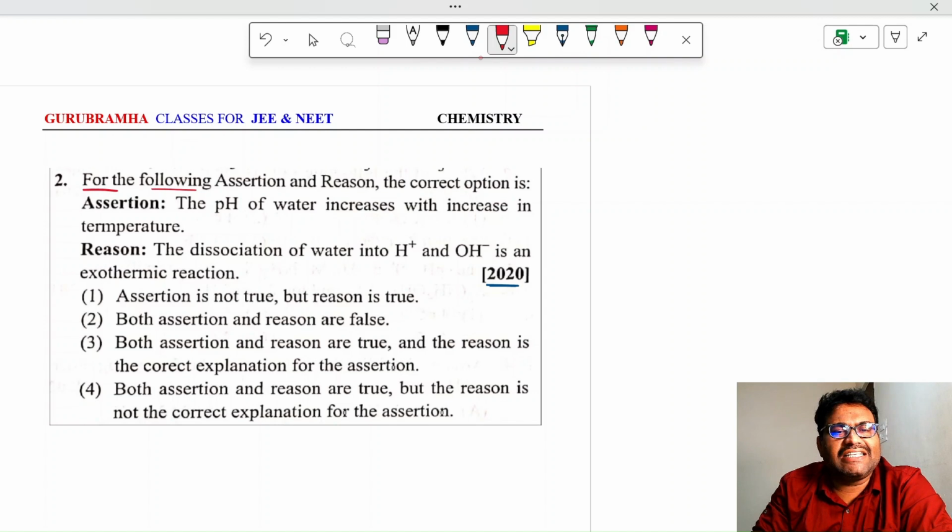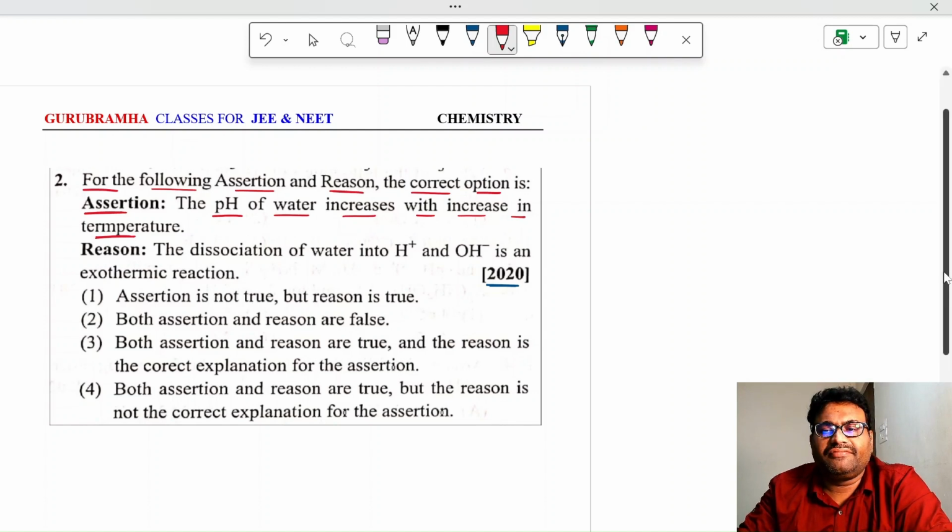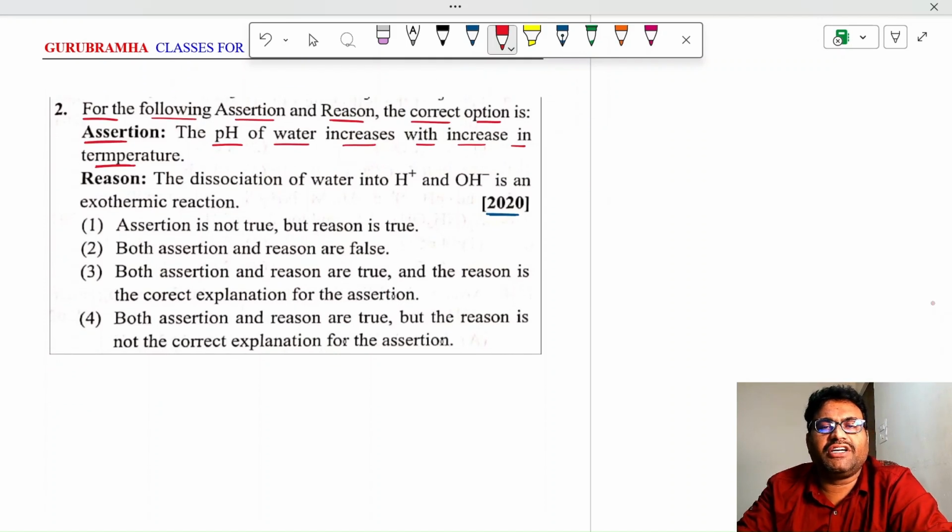For the following assertion and reason, the correct option is, okay, what is that assertion given? Assertion: the pH of water increases with the increase in temperature. On increasing temperature, he is saying that pH of water increases. Is it correct or wrong? So let us see. We know that Kw is the ionic product of water, which is equal to H plus ion concentration into OH minus ion concentration.